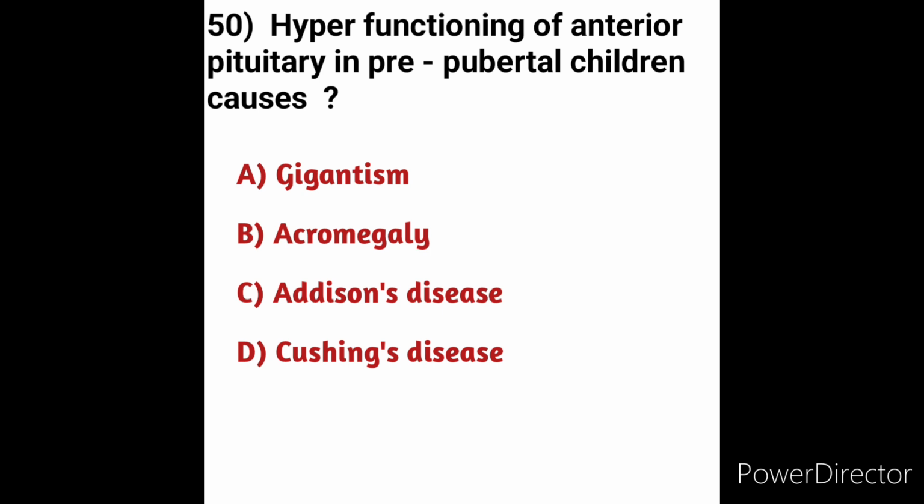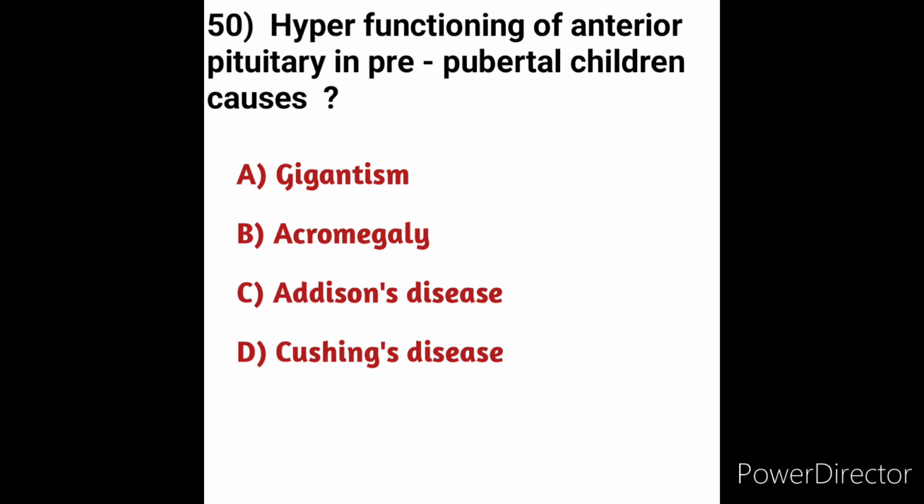Fiftieth question: hyperfunctioning of the anterior pituitary in prepubertal children causes which of the diseases from the options? Option A, gigantism. Option B, acromegaly. Option C, Addison's disease. Option D, Cushing's disease. Low secretion of somatostatin means it does not inhibit the growth hormone, and abnormal growth of the body, called gigantism. I will explain in detail here.